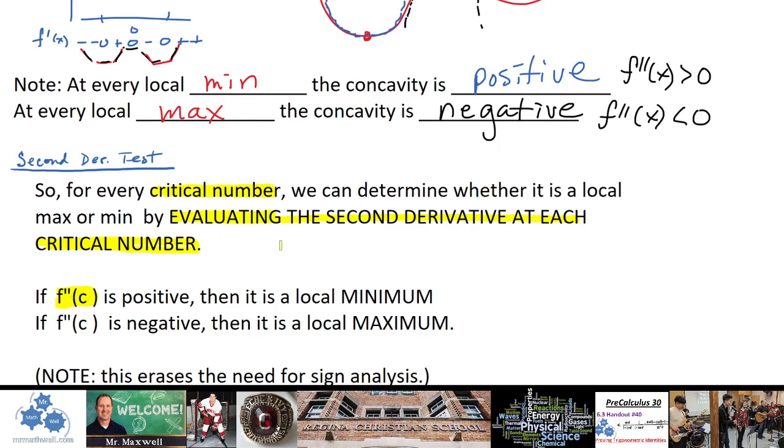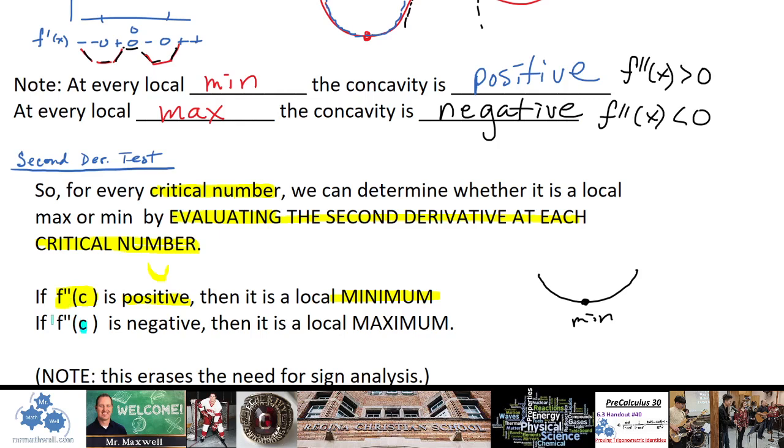And then we take a look at that. If f double prime of c is positive, that means it opens up. We have a local minimum. And that, of course, looks like this, right? Opens up. Well, here's your critical number, so that has to be a minimum.